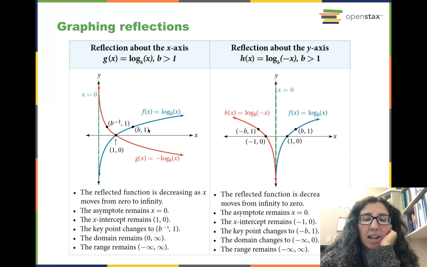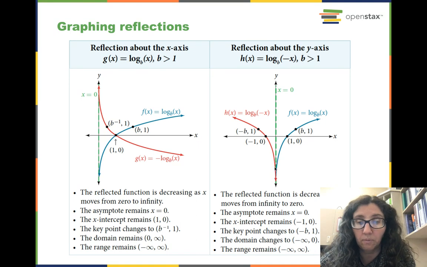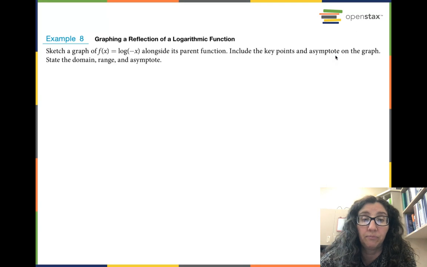Reflection about the x-axis. So here's our base function, log base b of x. Reflection about the x-axis is going to be minus log base b of x. It's going to look like this. It'll be decreasing. About the y-axis, here's our original function. Here's the reflection if the minus sign is inside the parentheses.